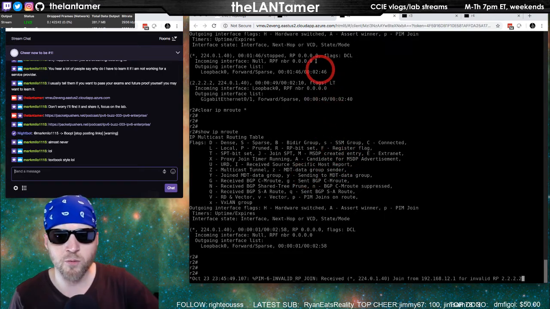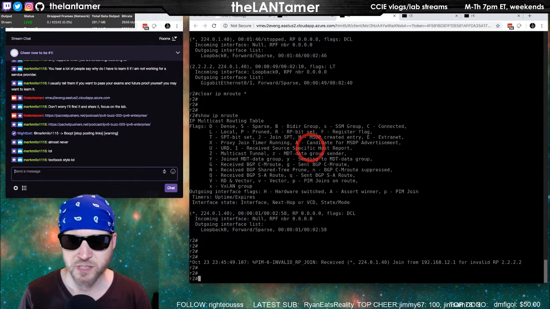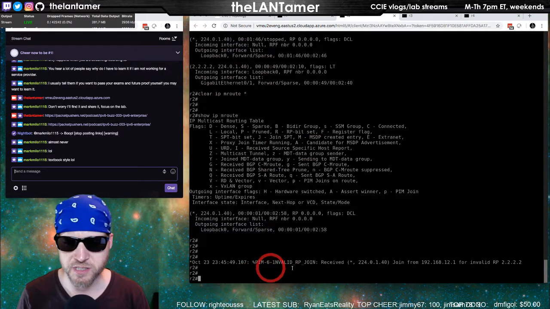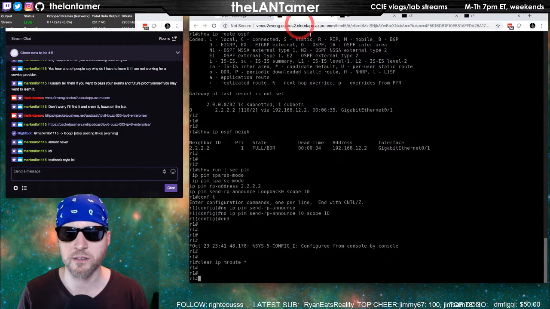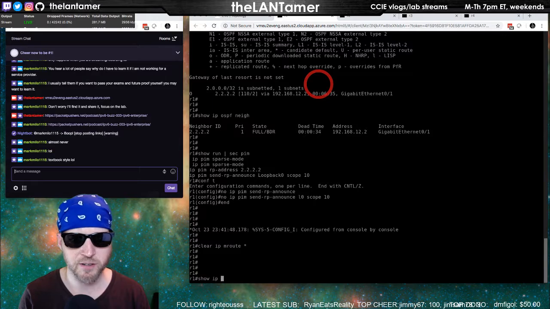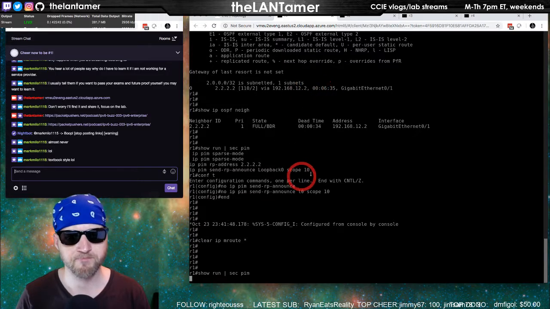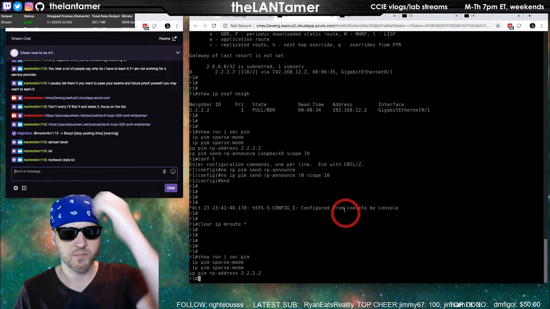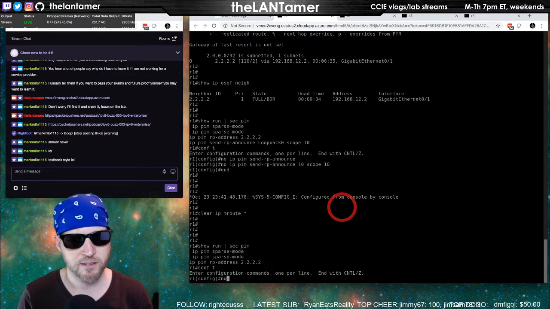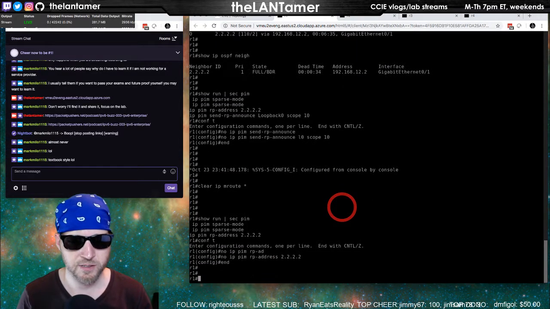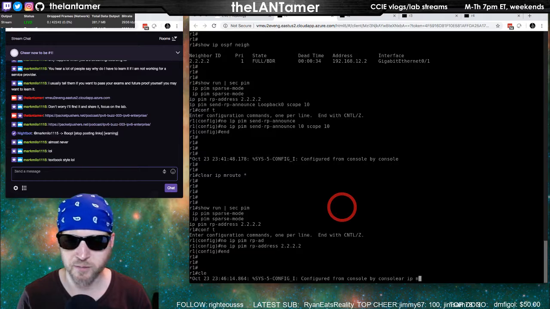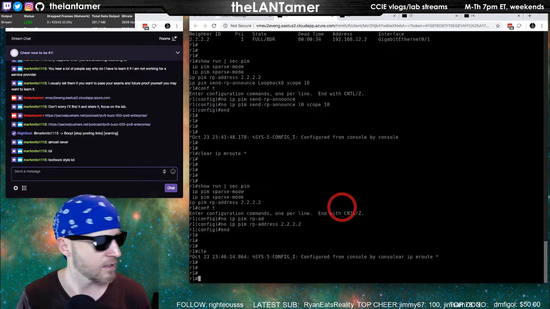Okay, so we're going to configure R1 first. Wait a second. PIM6 invalid RP join received from 12.1. You must have that command over here. Show run section PIM. He does. Darn it. That's okay. Clear IP mroute star.